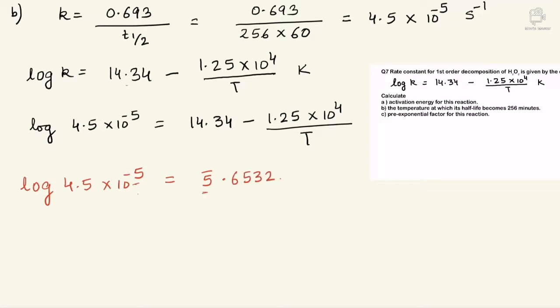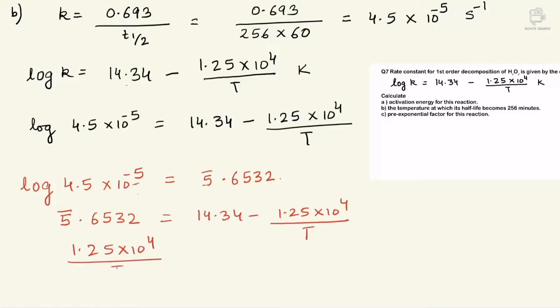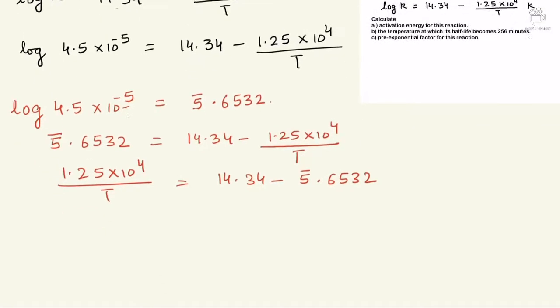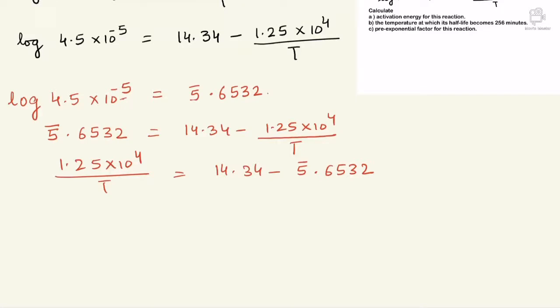Right? Now how are we going to deal with bar 5? The teacher is making things more and more complicated. Don't worry. Stay relaxed, stay calm, we will be there. So we've got here bar 5.6532 is equals to 14.34 minus 1.25 into 10 to the power 4 upon temperature. So 1.25 into 10 to the power 4 divided by the temperature is 14.34 minus bar 5.6532. See, I am applying the basic rules of algebra. I am simply doing mathematics, nothing extraordinary.